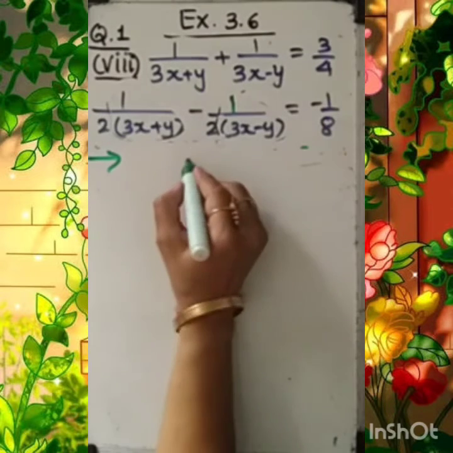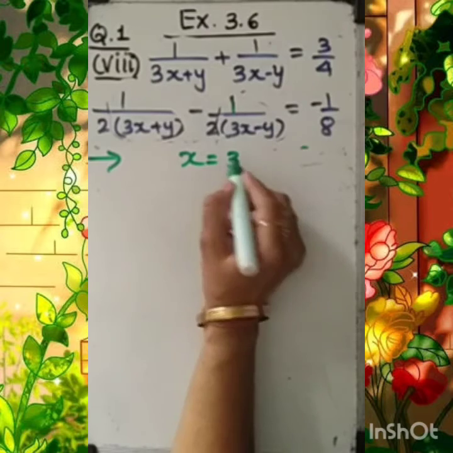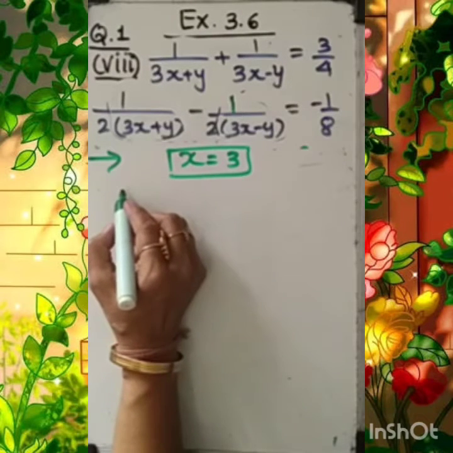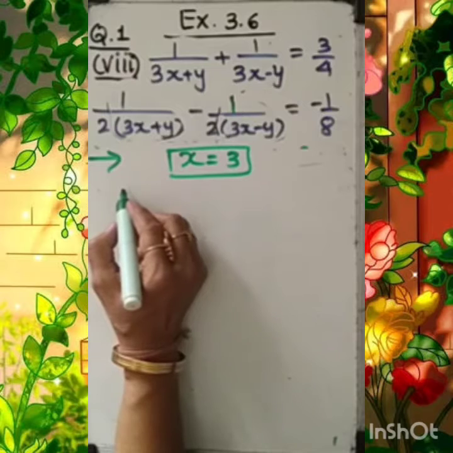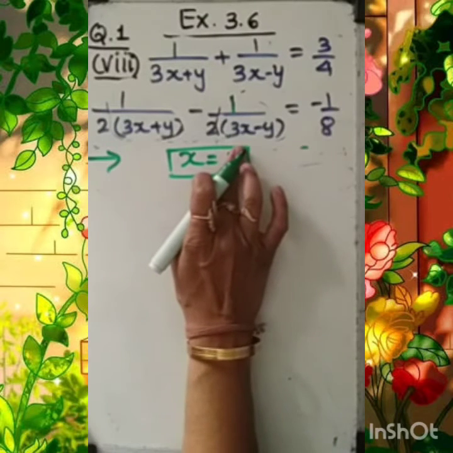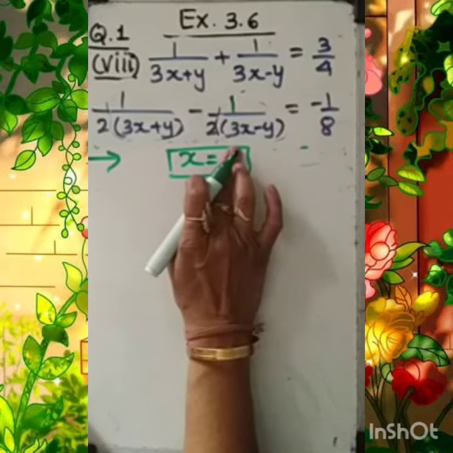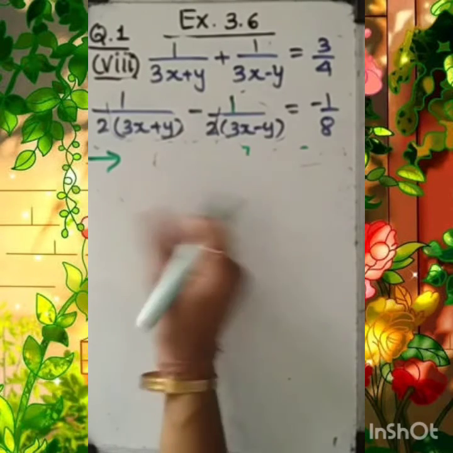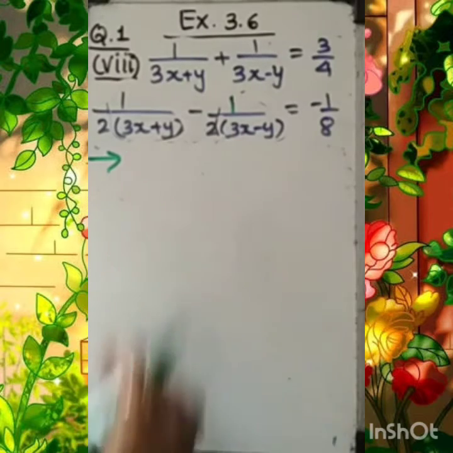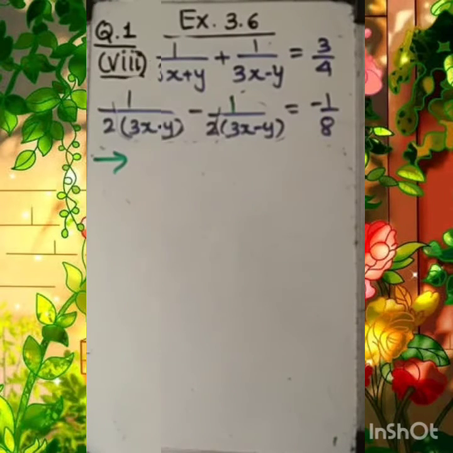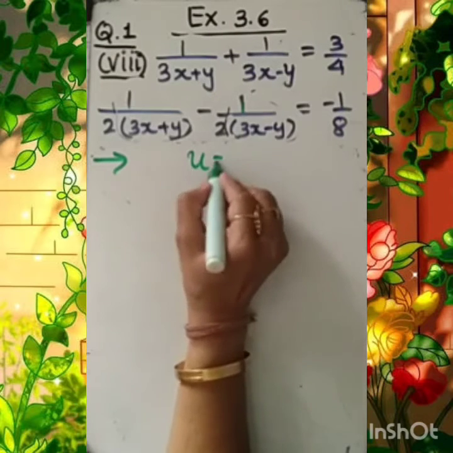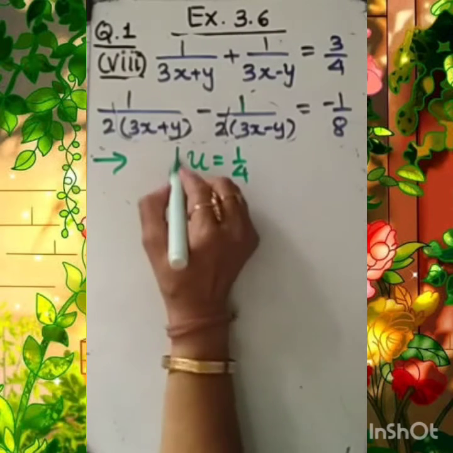As we got the value of x, that is equal to 3. Now what I am going to do is put this value in. Which value did we get here? u equal to, right? What was the value? So let's continue with that. As we got the value u equal to 1 by 4, let me write it here, u equal to 1 by 4.